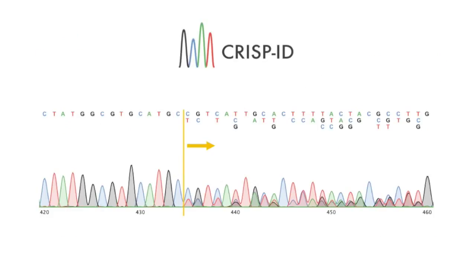CRISP-ID directly analyzes the Sanger sequence of the mixture of alleles. CRISP-ID can resolve a mixture of up to 3 alleles, making cloning for indel characterization unnecessary for diploid and triploid cells.